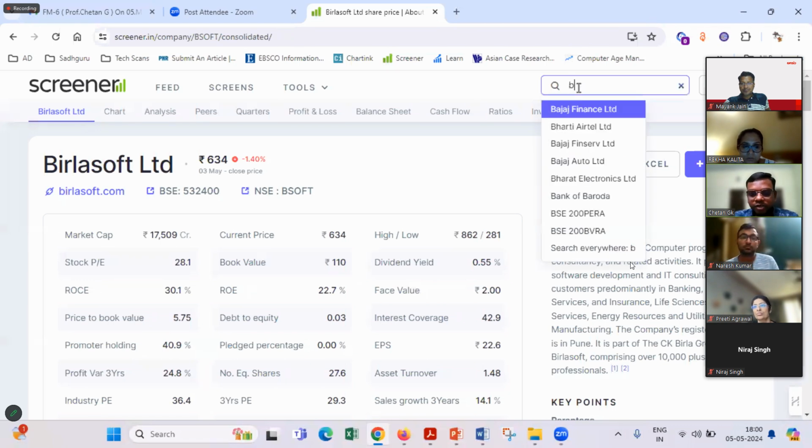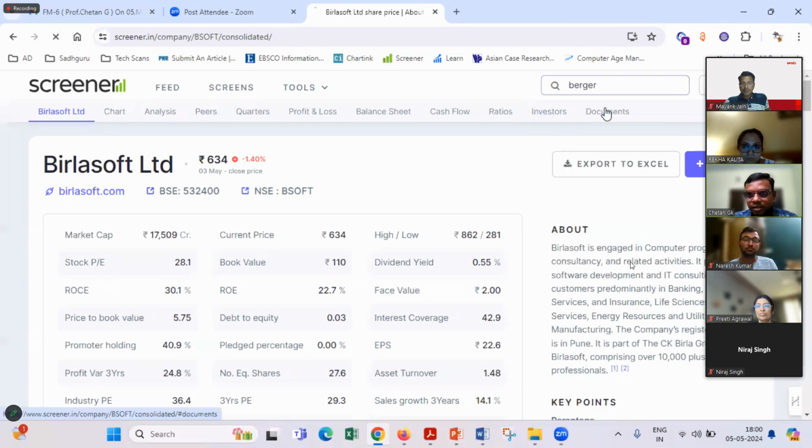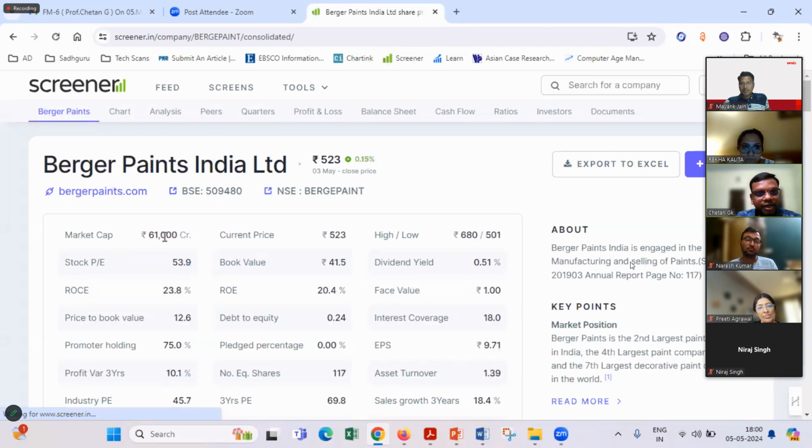Let us take Berger Paints. So Berger Paints, you can see market cap is 61,000 crores. We can call it a mid cap company, not a small cap company. Right now I don't have a definition available with me. You can just Google it, you'll get the information. Only thing is they vary in the market capitalization.